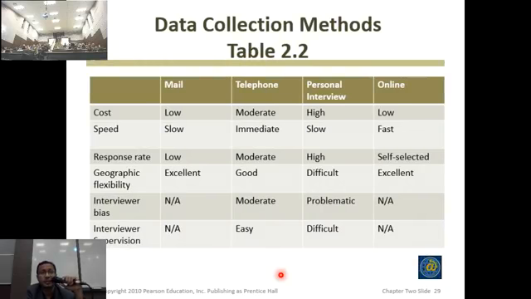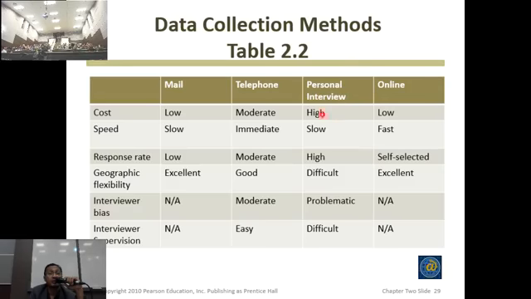Next, data collection methods. Mail: the cost is low, speed is slow, response rate is low. When you send a letter, interviewer bias is not applicable and interviewer supervision is not available, because this is a mail survey. Telephone: cost is moderate, speed is immediate, response rate is moderate, geographic coverage is good, interviewer bias is moderate, and interviewer supervision is easy.